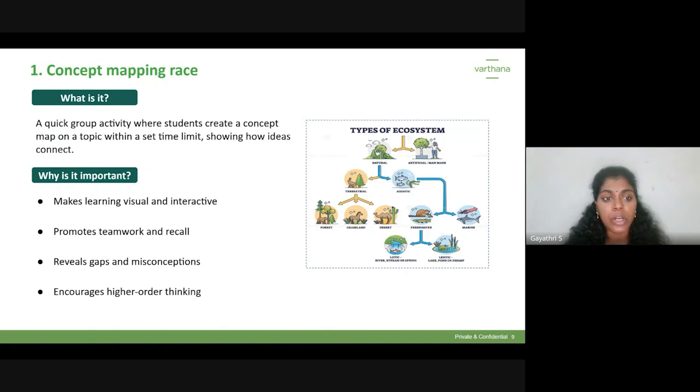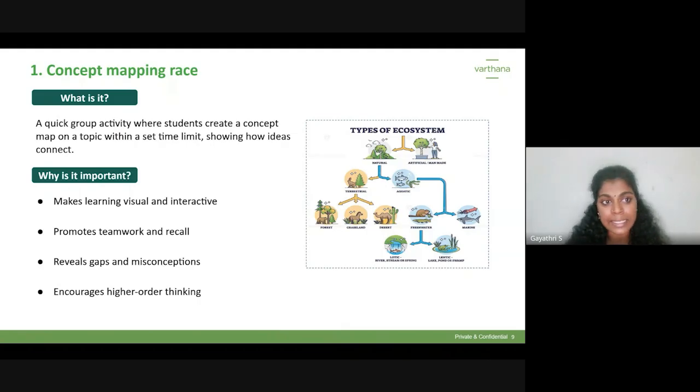Why is this important, or how will it benefit your classroom? One, this makes the entire learning very visually appealing and interactive. Students will recall it very easily if it is visual and interactive. This also promotes teamwork because this is a group activity. Through this activity, you'll also explore if there is any misconception or any gap in understanding. It will be clearly visible to you so that you can address it immediately. This will also help develop higher order thinking skills like analysis, synthesis, critical thinking, etc.